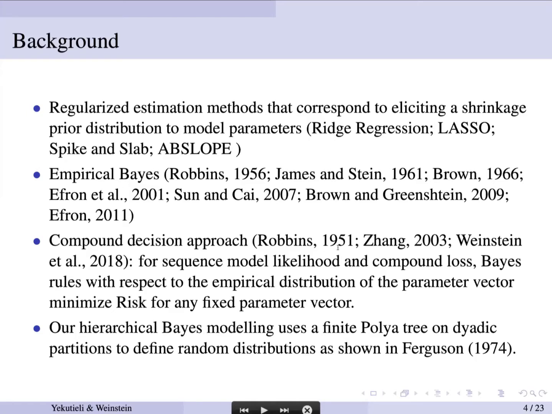Asaf's work with Cun-Hui and Larry Brown, where the idea, and this is our main machinery, is that Robbins showed that for sequence model likelihood, which is what I've talked to you about, and compound loss, where all the losses are compound, like a sum of square loss, a sum of individual losses for the entire vector, Bayes rules with respect to the empirical distribution of the parameter vector minimize risk for any fixed parameter vector. This is a very, very nice theoretical result from Robbins.